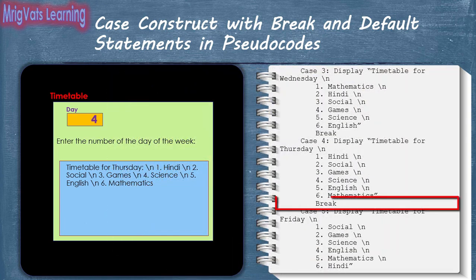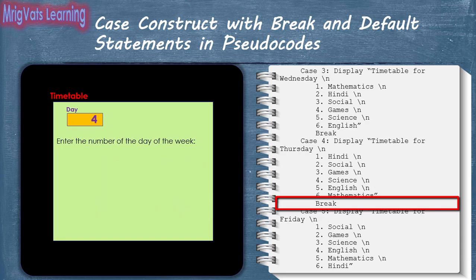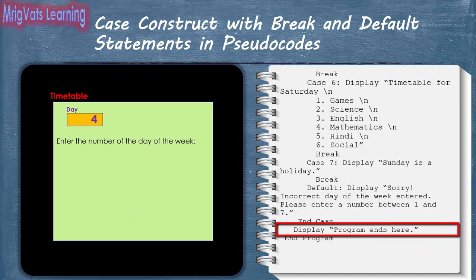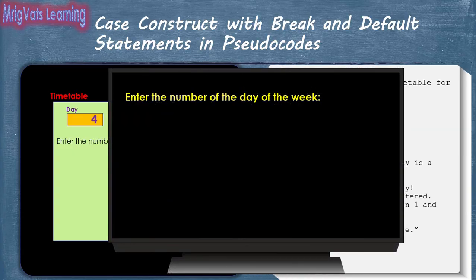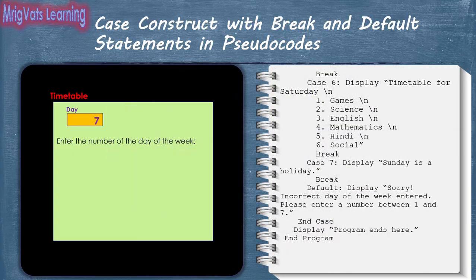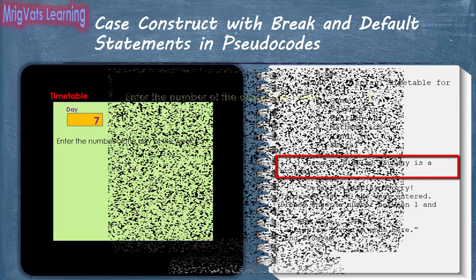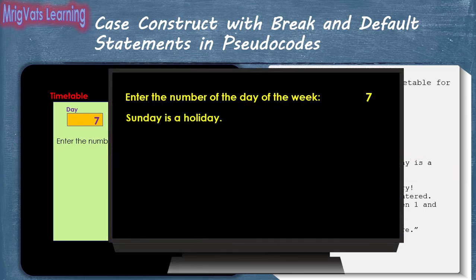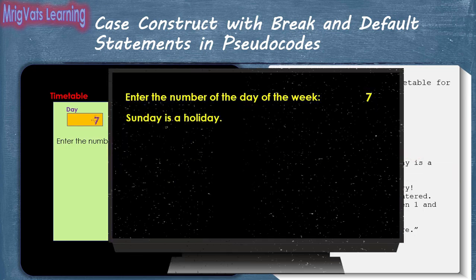As soon as the break statement is run, the program skips all the statements existing in the body of the case construct and the memory associated with the case construct is released for other statements of the program. The control of the program moves to the statement immediately after the body of the case construct. In case the user enters the value as 7, the control of the program moves directly to case 7 and it displays the "Sunday is a holiday" text on the virtual display board.